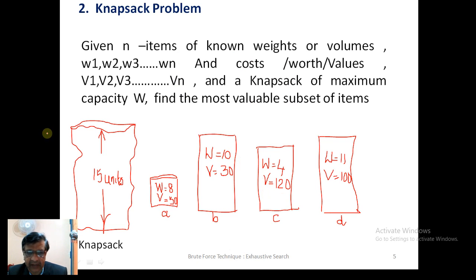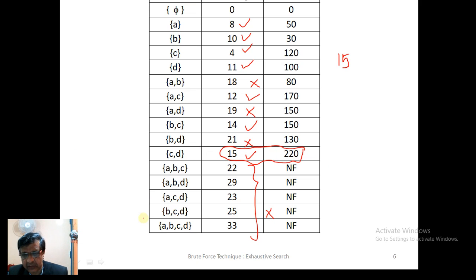C and D can be placed inside this because it doesn't exceed the total capacity of the bag, and once again it will bring us the highest value, 120 plus 100, which gives us 220.